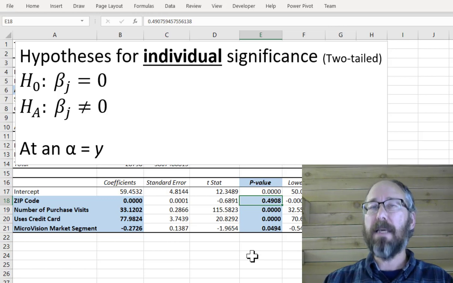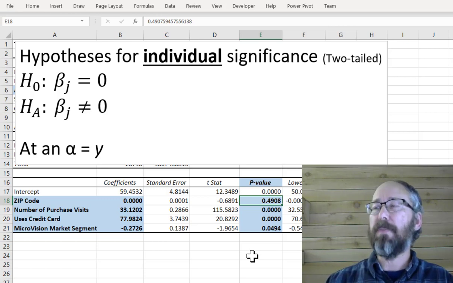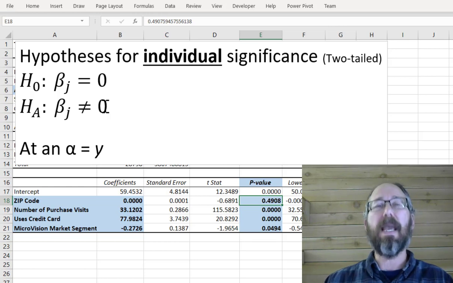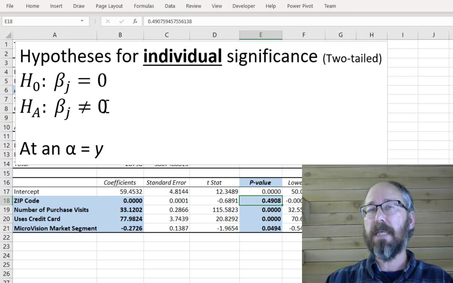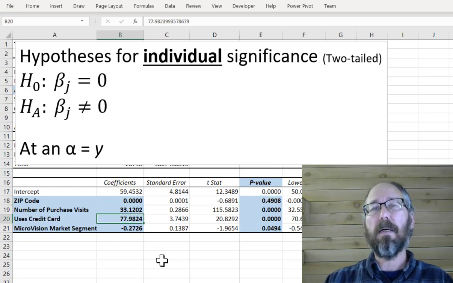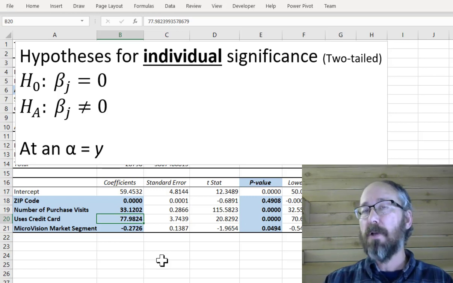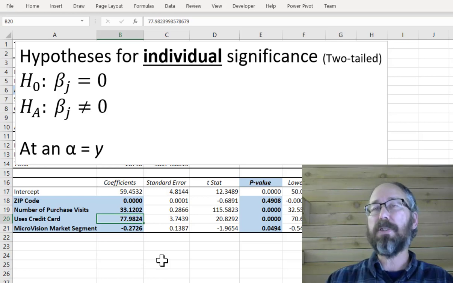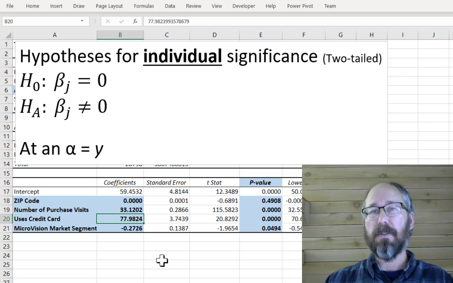Let's talk about the two-tailed nature of this. It's two-tailed because we're saying that that coefficient is not going to be equal to 0. It can be either negative or positive. But there are situations where we would want to use a one-tailed test here. And it might be something like uses credit card. Maybe we want to determine if it's above a certain amount. So we have some threshold based on our credit card expenses. And if someone switches to a credit card, will switching to a credit card increase each purchase by $100?